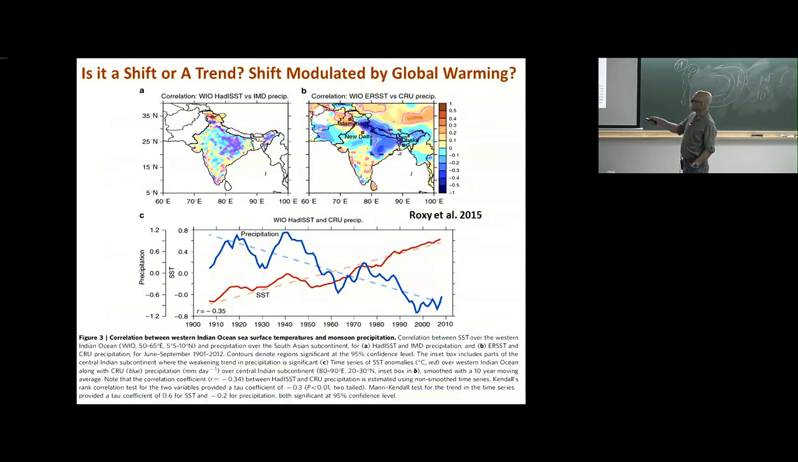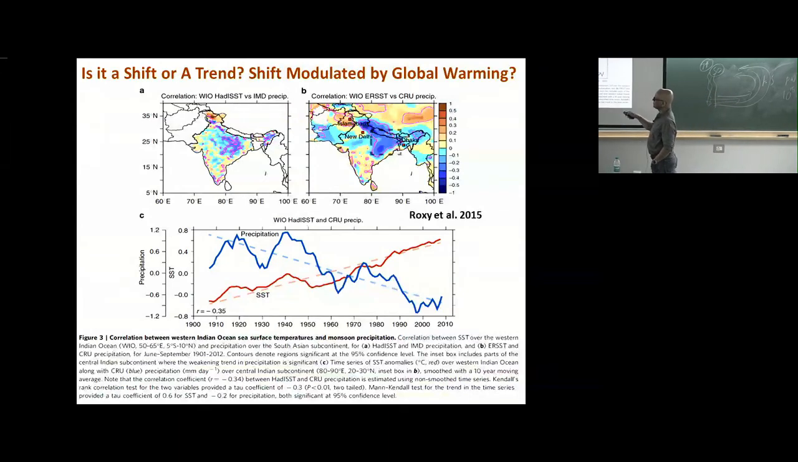You can draw a line like this and a line like this and call it a regime shift, that you were in a high rainfall period here with some decadal variability, and you have switched to a low rainfall regime with some decadal variability.